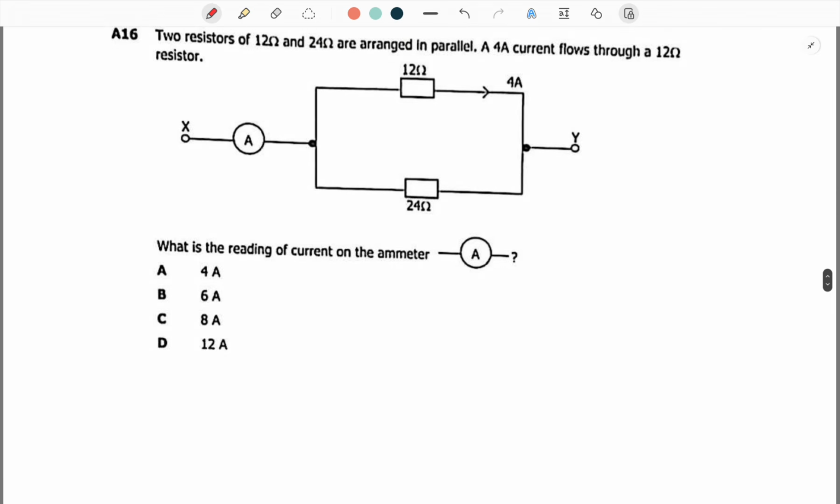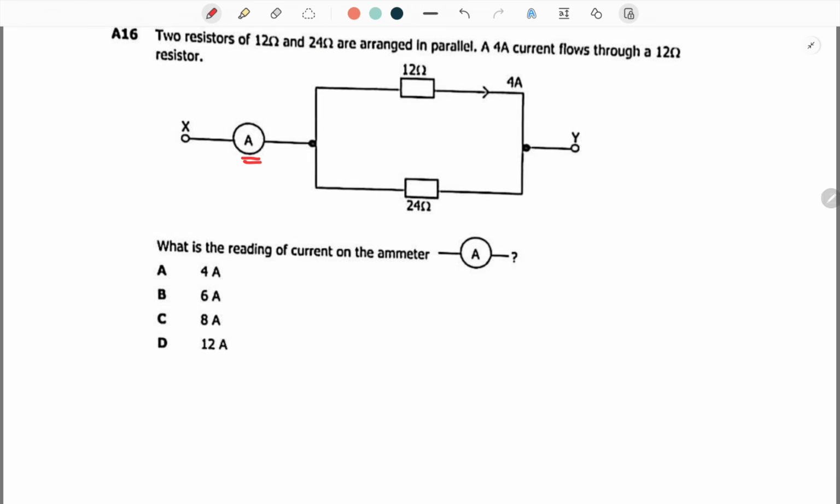Two resistors of 12 ohms and 24 ohms are arranged in parallel. A 4 ampere current flows through the 12 ohm resistor. What is the reading of current on the ammeter? So they want us to tell the reading of the current on this ammeter. But this is what I want you to know.